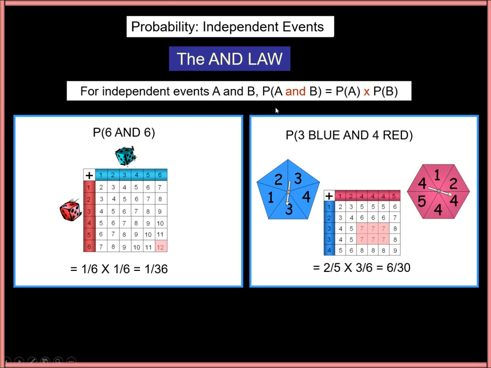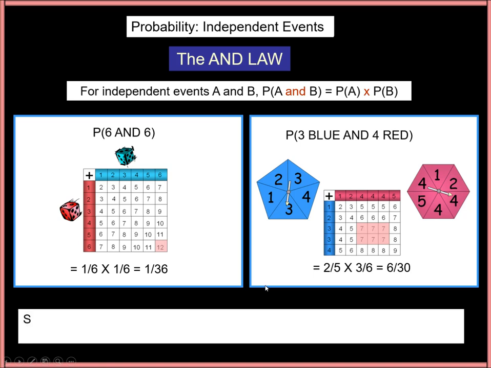And this is a general form of writing the AND law. If you have AND, you multiply. So probability of A and B is probability of A times the probability of B. So multiply. Make some notes. So click pause, make some notes, and then we'll look at a question then.